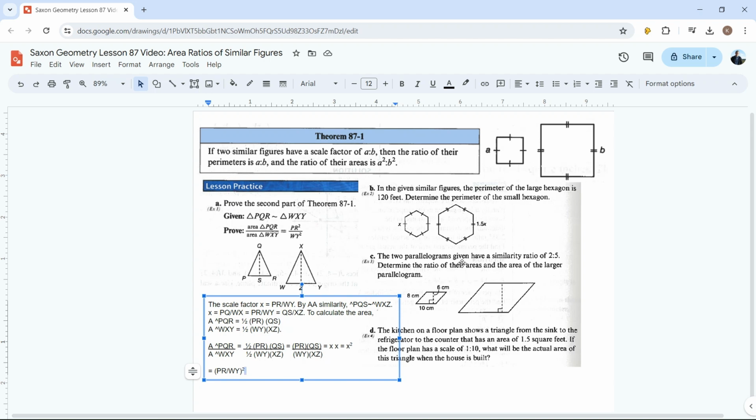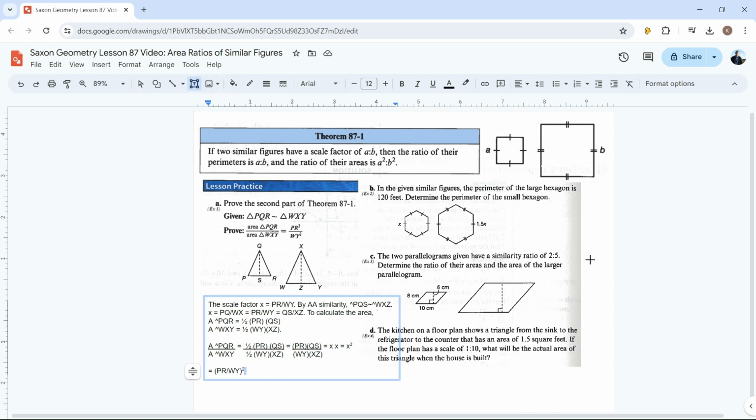All right, in a moment, we're going to use that relationship to work some problems. But before we get there, the first thing I need to do is this perimeter problem. Letter B. In the given similar figures, the perimeter of the large hexagon is 120 feet. Determine the perimeter of the small hexagon. All right, so what is the scale factor between the large hexagon and the small hexagon?